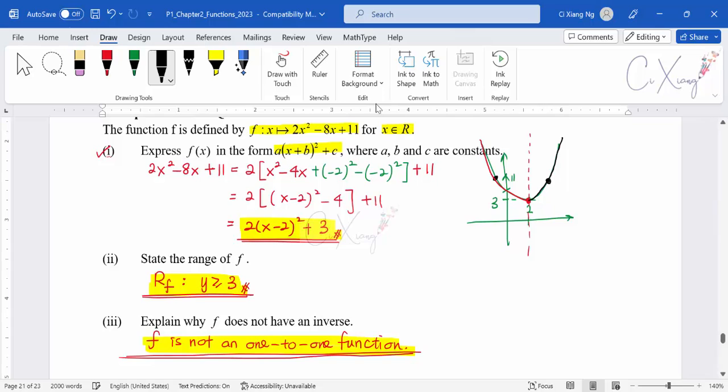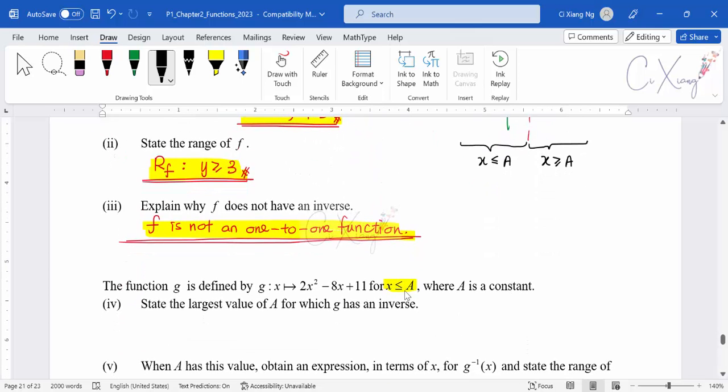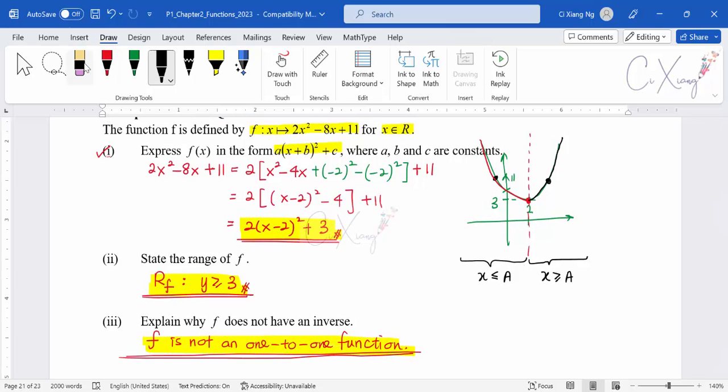Where it is also a one-to-one. To consider this part of the graph, the domain should be something like this: x greater or equal to a value a. Then for this one, it should be x smaller or equal to the value a, which actually fulfills what the question wants here. They are asking for x smaller or equal to the value a, right? Therefore, to consider the one-to-one function, we should consider this part of the graph.